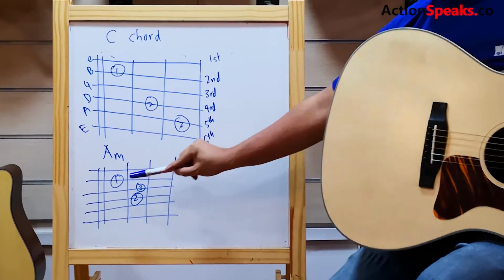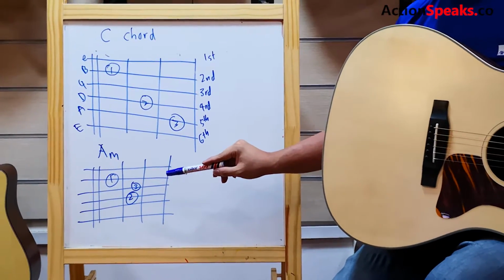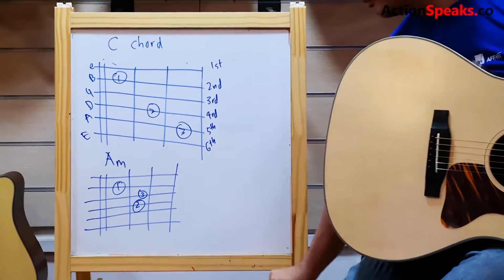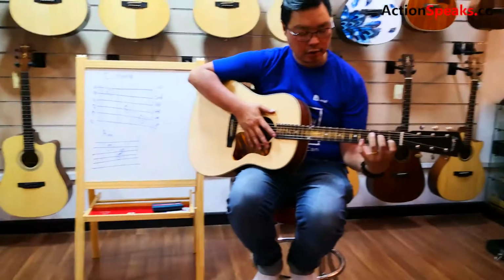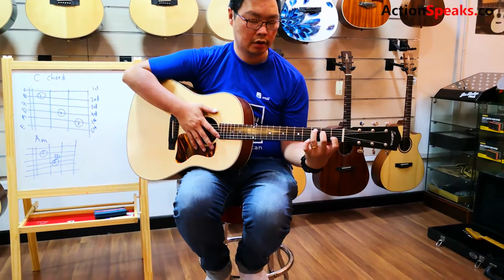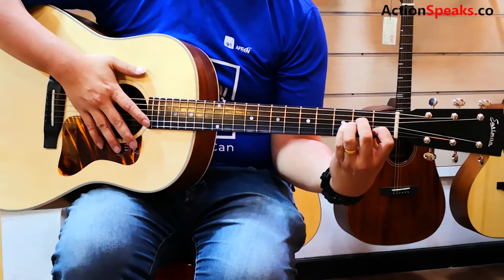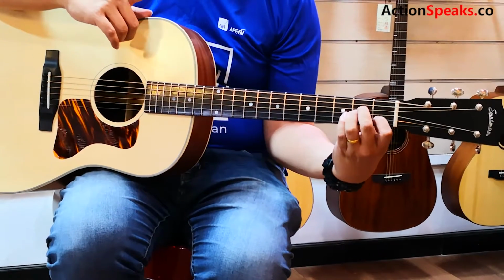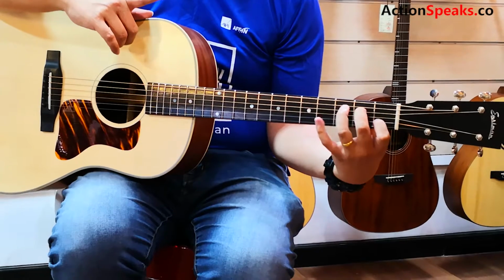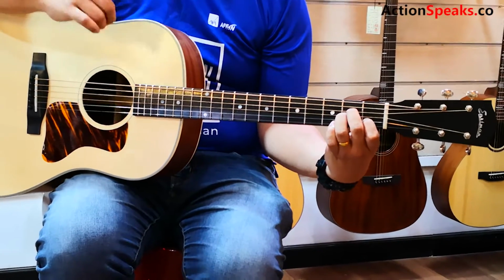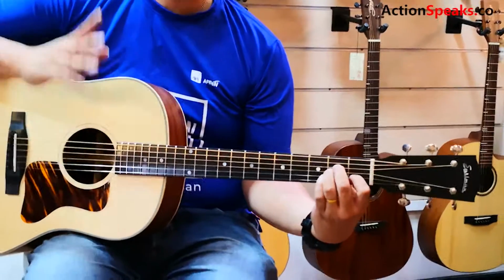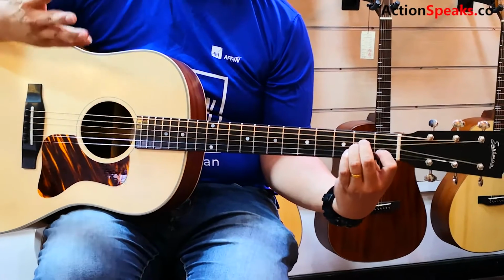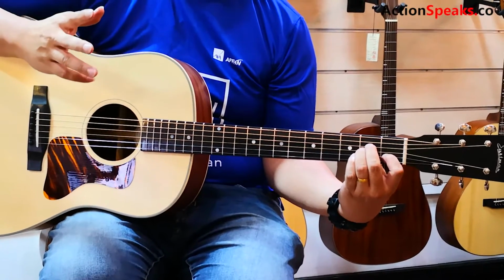You can notice that the only thing that changed is the finger number 3. From here, go here. You can see from my finger, this is the number 3 finger. From here, go down. So you only have to move 1 finger, which is the 3rd finger. From C to A minor, C to A minor, alright? Same thing, you have to repeat. Make sure all the notes are clear. So when you hear all the notes are clear, that means you are pressing it correctly, right?